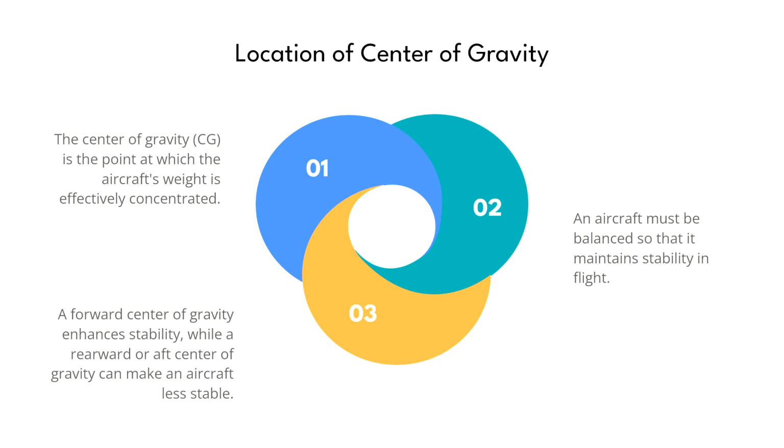So location of center of gravity. The center of gravity is the point at which the aircraft's weight is effectively concentrated. A forward center of gravity enhances stability, while a rearward or aft center of gravity can make an aircraft less stable. An aircraft must be balanced so that it maintains stability in flight.